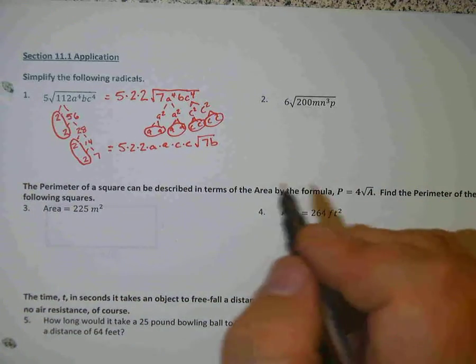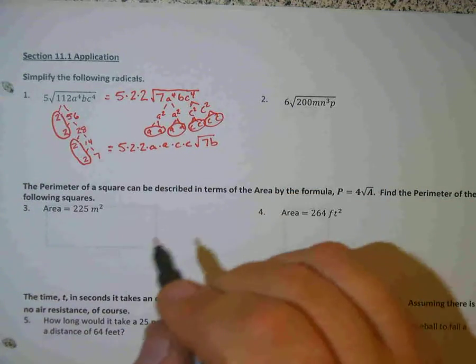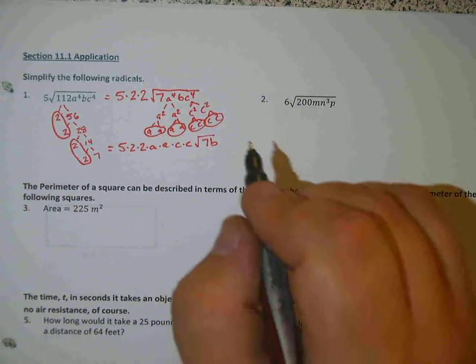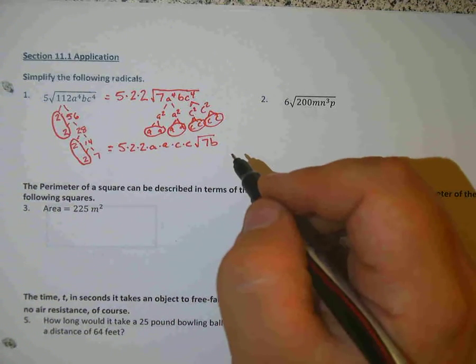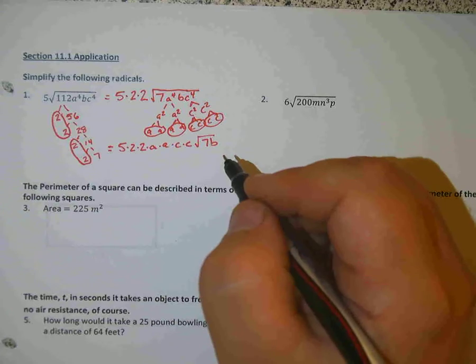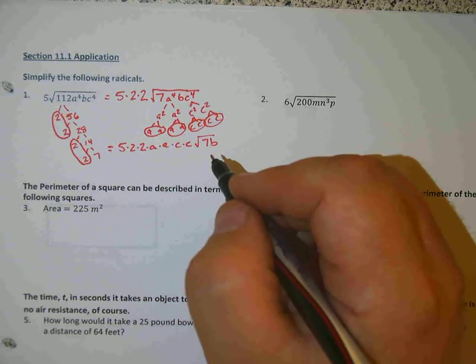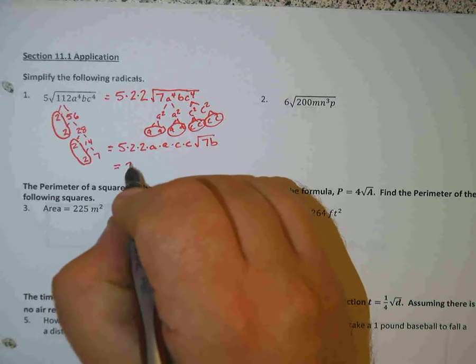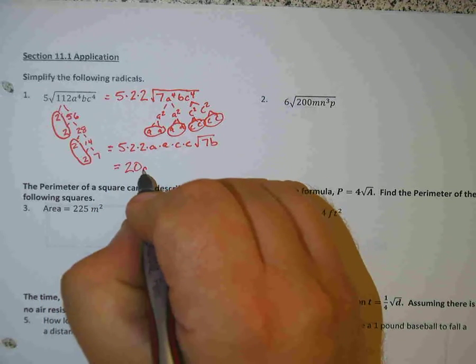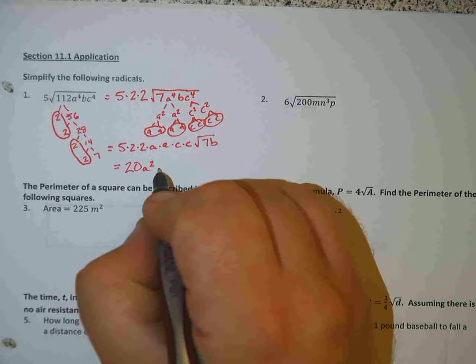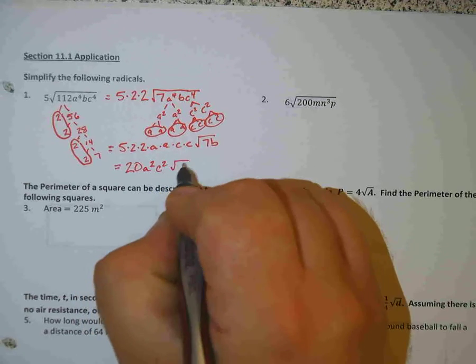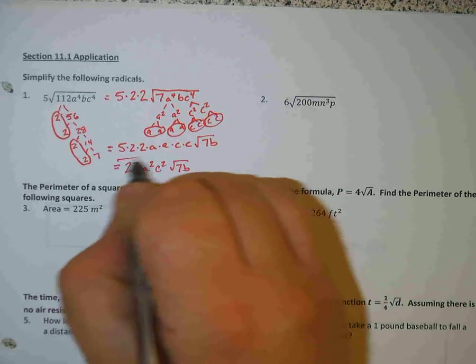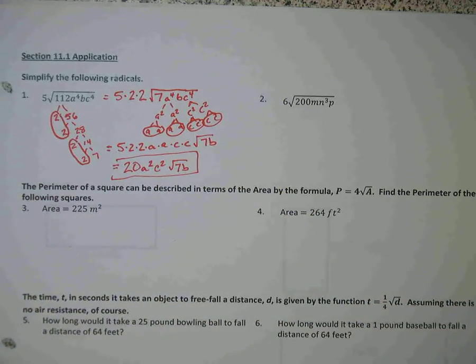So what I really want to do is take out as much as I can from the square root to leave as little inside the square root as I can. Really what I need to do now is to multiply all this stuff together. 5 times 2 is 10 times 2 is 20. So I'll have 20, 2 A's, A squared, 2 C's, C squared, square root 7B. So that's how you're going to be looking at doing those problems.